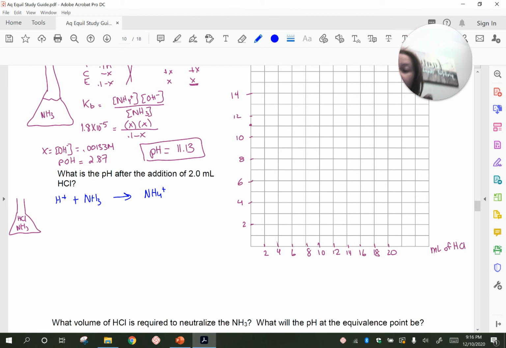We're going to do a BCA table here because it goes to completion. So for your equilibria, like a weak acid dissociating or something like that, you do an ice chart. For reactions that go to completion, like an acid reacting with a base together in a titration, you do a BCA table. And we usually use moles for the BCA table, so we're going to figure out our moles here.